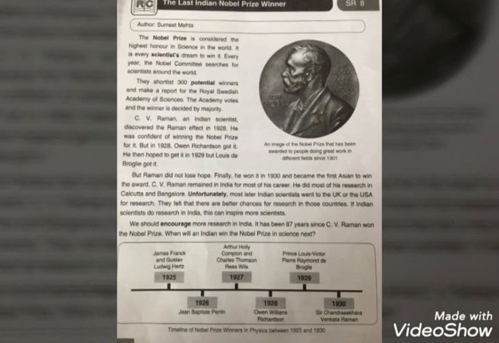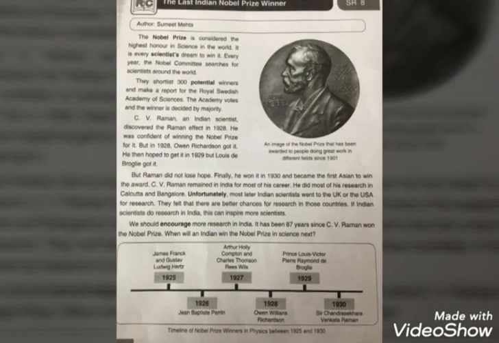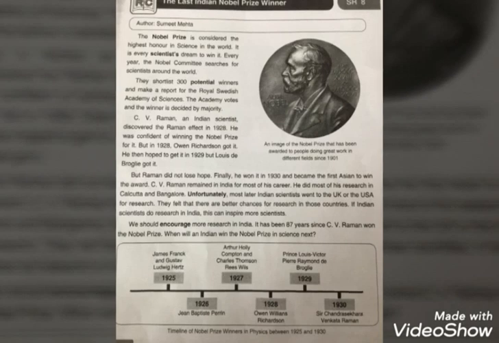The Nobel Prize is considered the highest honor in science in the world. It is every scientist's dream to win it. Every year the Nobel Committee searches for scientists around the world. They shortlist 300 potential winners and make a report for the Royal Swedish Academy of Sciences. The Academy votes and the winner is decided by the majority.